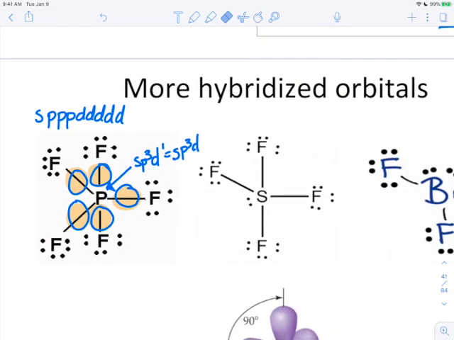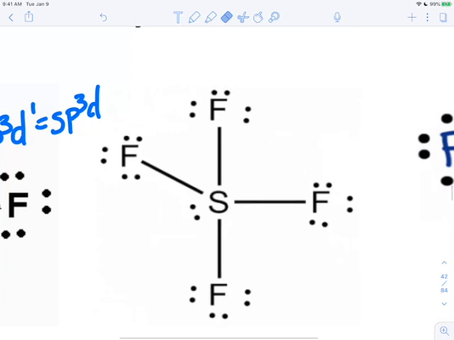Okay, so let's move on to this one right here. We have a sulfur with 4 fluorines. So what is the hybridization on the sulfur? Go ahead and take a moment. When you think you have it, go ahead and type it into the chat box.